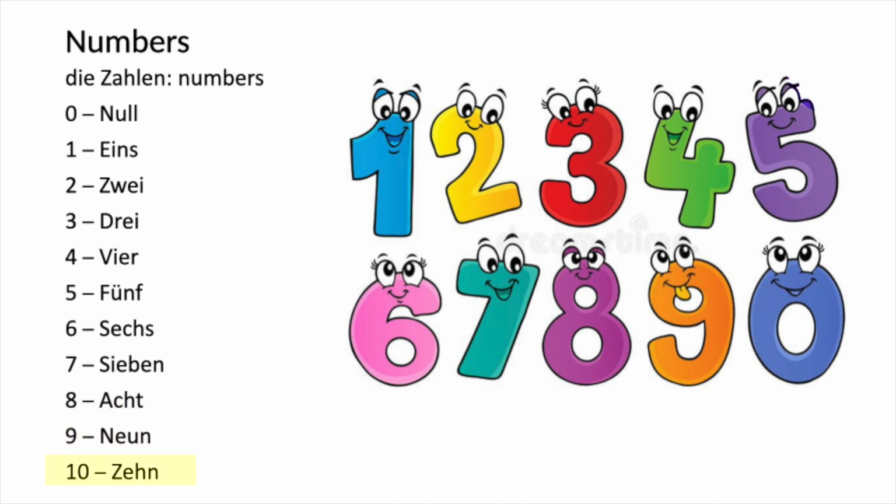Once again, say with me, die Zahlen or numbers are null, eins, zwei, drei, vier, fünf, sechs, sieben, acht, neun, and zehn.